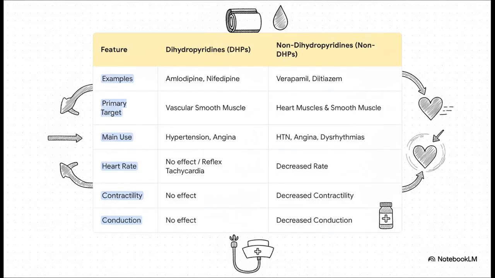Okay, now look closely at this chart, because this is where it all comes together. See those bottom 3 rows? The DIPINEs pretty much leave the heart's rate, contractility, and conduction alone. But look at Verapamil and Diltiazem. They decrease all 3. This is exactly why they're used for arrhythmias, and it's also why they come with a much higher risk for things like severe bradycardia and heart block. It all makes sense when you see it laid out like this.